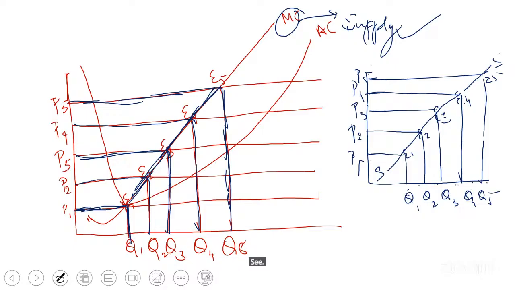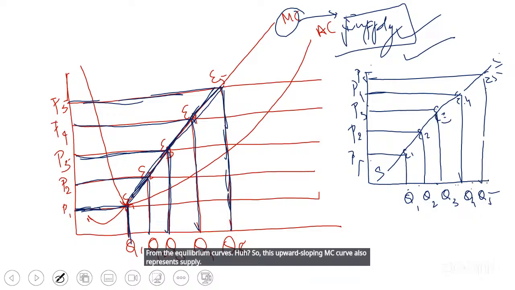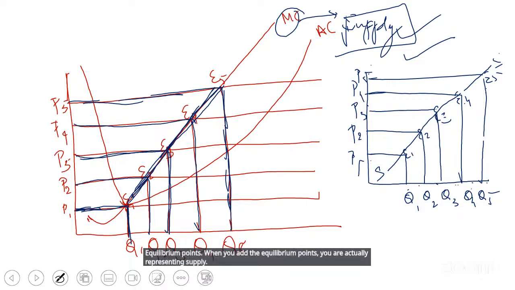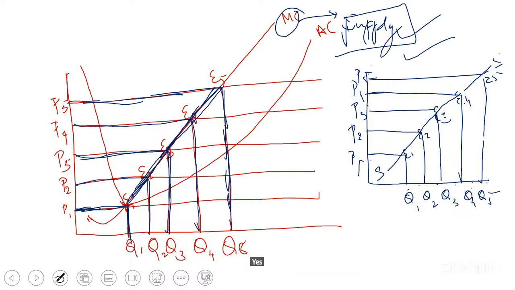See, this diagram looks like a supply curve, right? Yes, ma'am. How did I derive it? From the equilibrium points. So this upward sloping MC curve also represents supply. When you join the equilibrium points, you are actually representing supply. Clear?